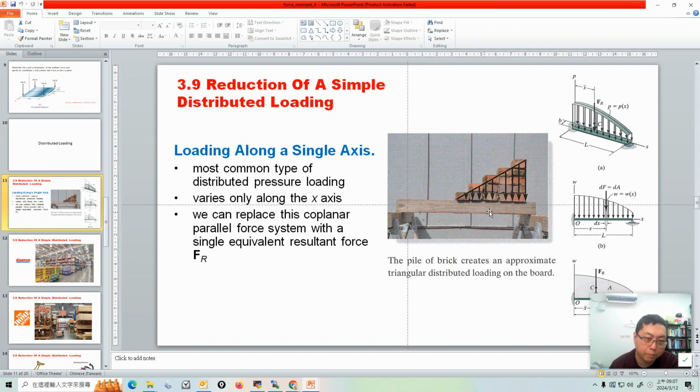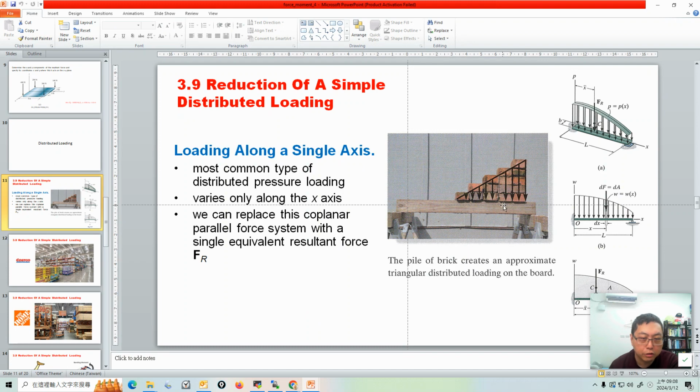Suppose we have a beam here, and we have placed a lot of bricks on the beam, and you will see that the number of bricks is not the same along the whole beam. On the right hand side we have more bricks, and in the middle we have just one brick. So this is called distributed loading, loading along a single axis. It's called distributed load along the axis.